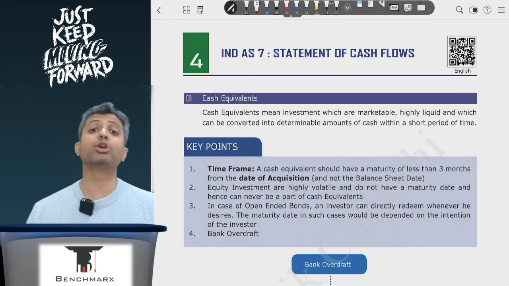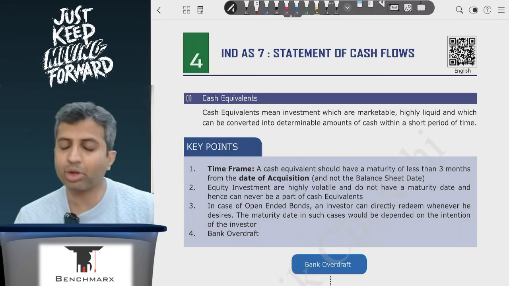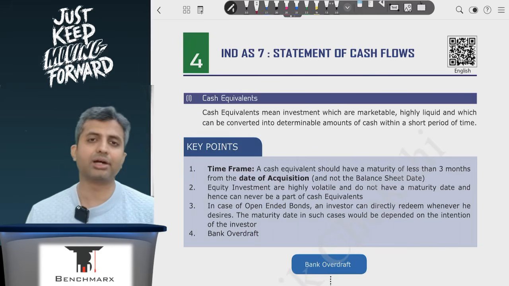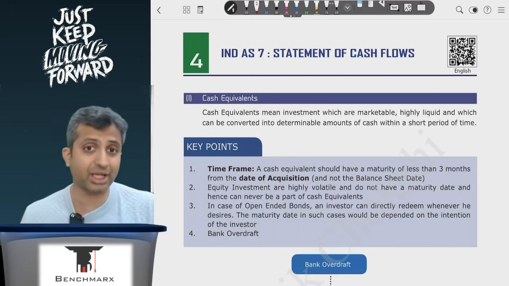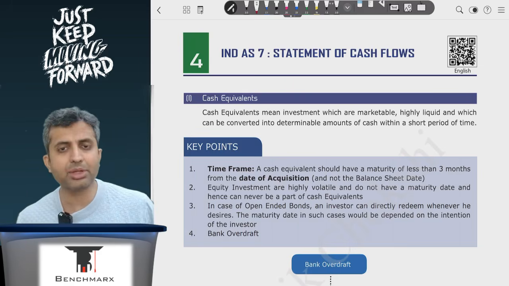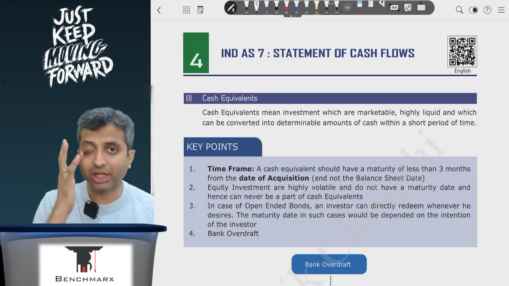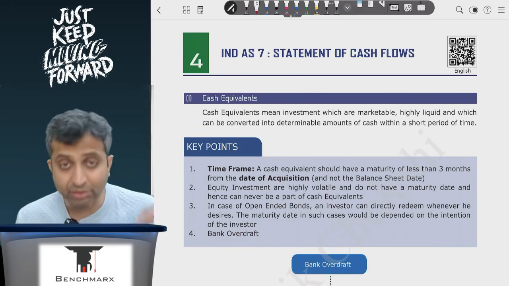Like for example, if I were to buy a 90-day government bond or a 60-day government bond, it does not fluctuate a lot. It is going to mature in around 60 or 90 days, and it has a maturity of less than 3 months from the acquisition date, in which case it becomes a cash equivalent. On the other hand, if I buy a 20-year government bond, it may not fluctuate as much, but because it is not going to convert into cash, it is not going to mature in the next 3 months, it is not, let us say, a cash equivalent.